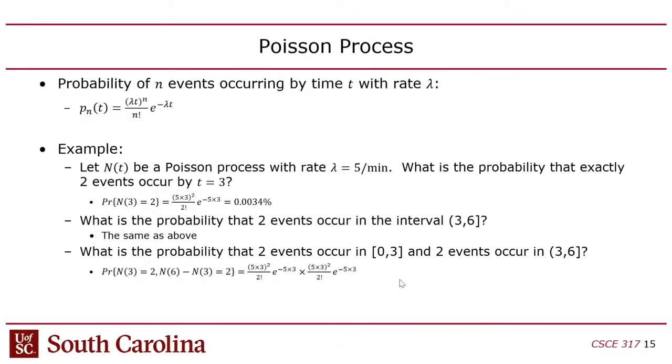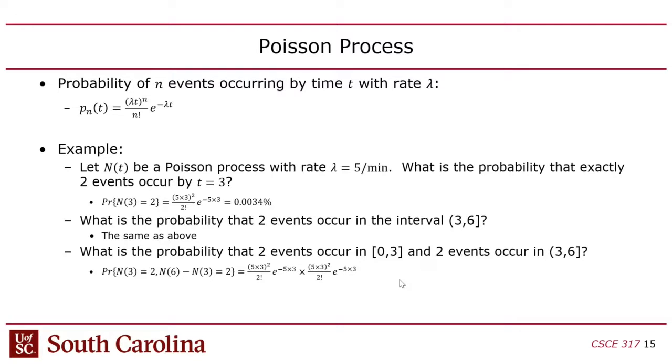So an example of this would be if you have a Poisson process with rate gamma equals 5 per minute. Notice I changed the time units here from seconds to minutes. That's fine. Its rate is just events per unit time. What is the probability that exactly 2 events occur by t equals 3? So you plug in 5 for gamma, that's the gamma, not the mean, and you plug in 3 for t. So that's 5 times 3 to the second power over 2 factorial times e raised to the negative 5 times 3, which is 0.0034. That's awfully small.